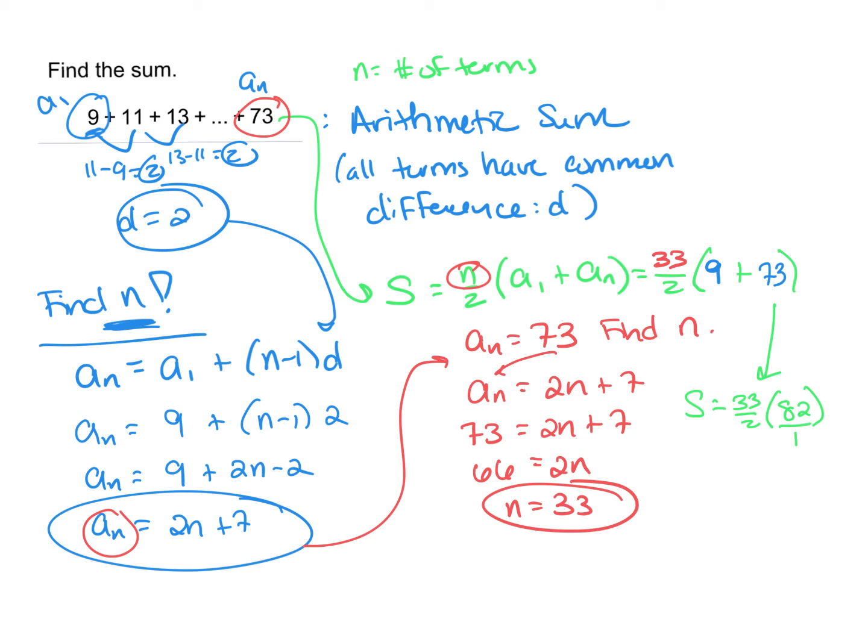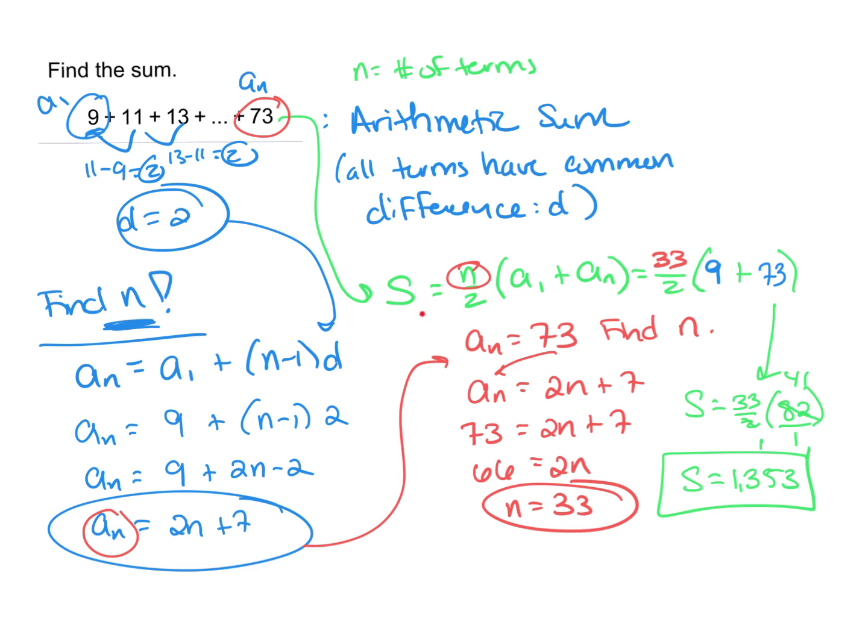That's like an 82 over 1, so I can reduce the 2 and the 82 to be a 41 and a 1. Now I just need to multiply 33 by 41. And 33 times 41 is 1,353. So if we add up all of these terms together, we must get 1,353.